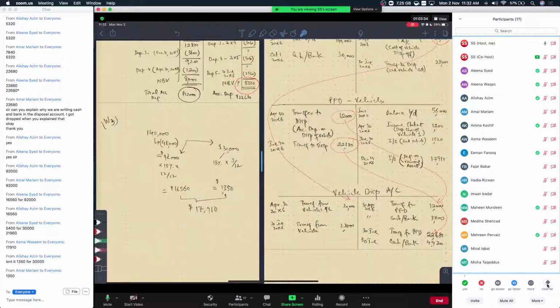So we agree. Give me a green check, please, if you understood the depreciation workings. Very good, Fajr and Iman Badr, Madiha and Minal Iqbal. Madiha, very good.